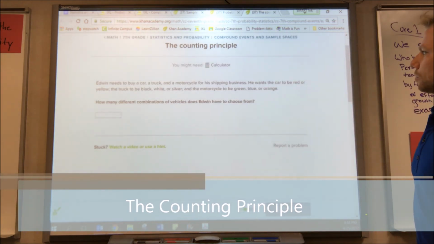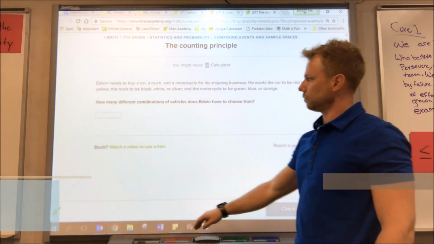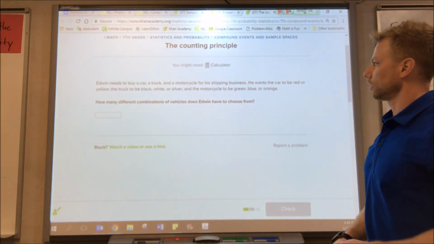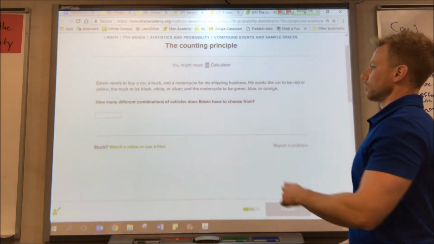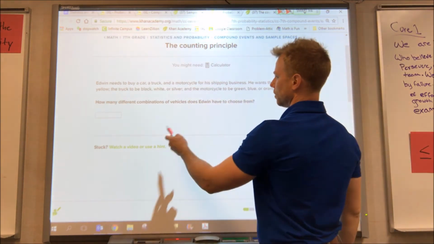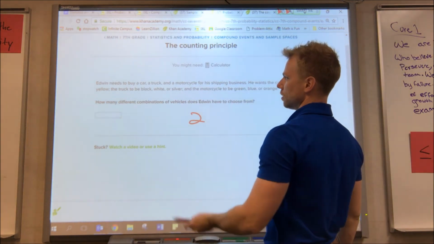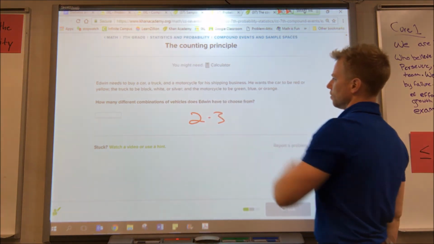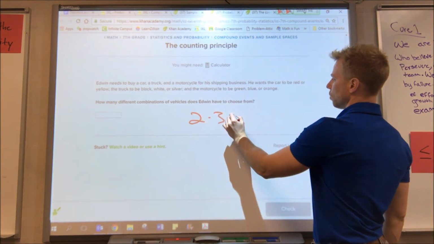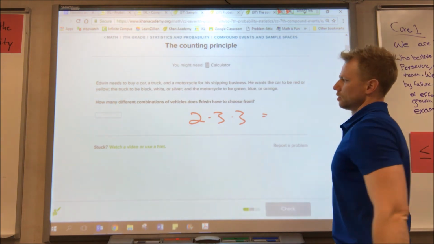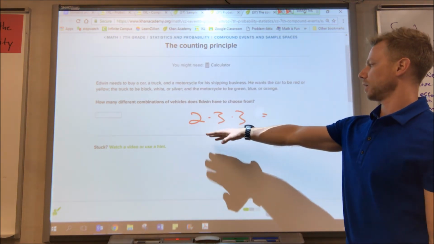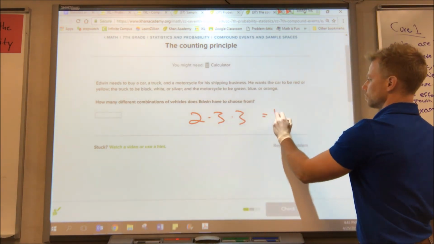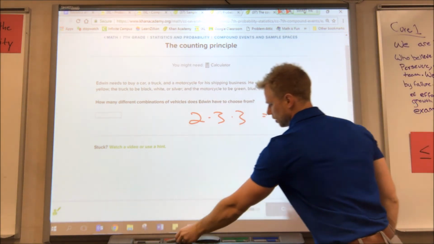And the counting principle. How many different combinations of vehicles does Edwin have to choose from? Okay, he wants a car to be red or yellow, so that's 2 choices. Truck to be black, white, or silver, that's 3 choices. Motorcycle to be green, blue, or orange, that's 3. So again, to find the total possible outcomes, you just multiply those. 2 times 3 is 6, times 3 is 18.